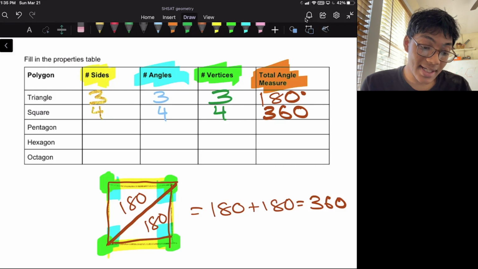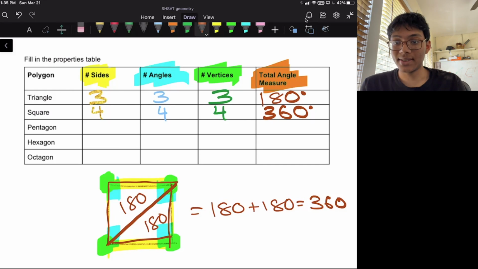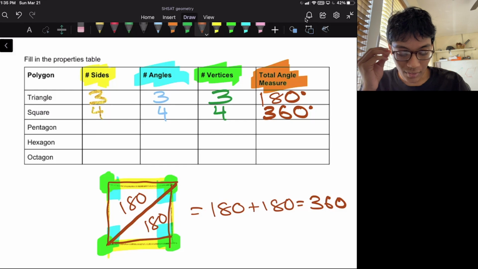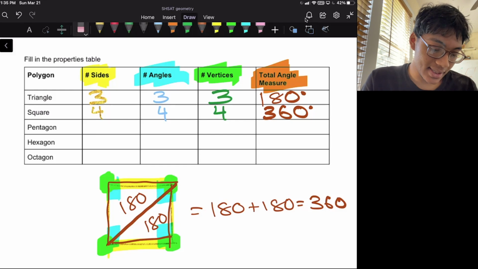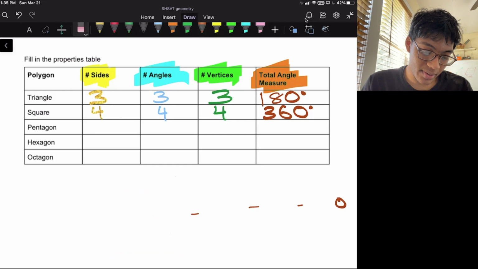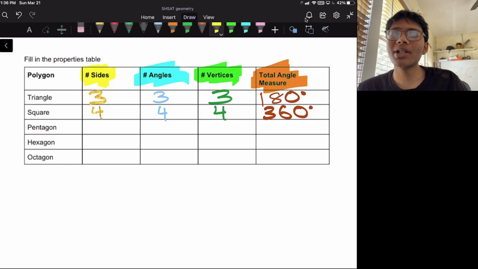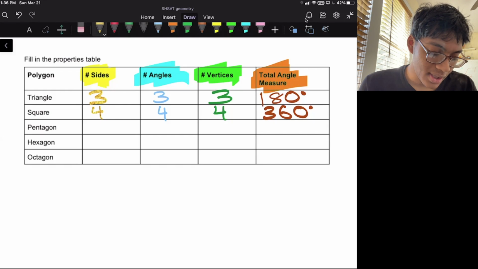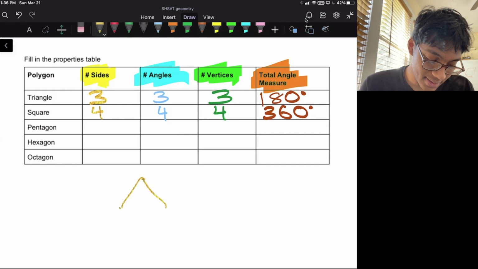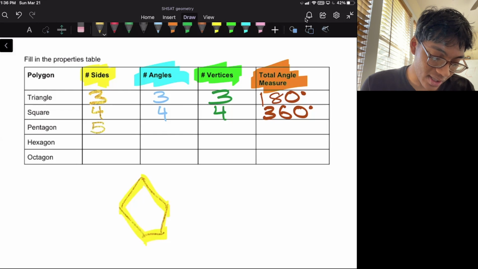Okay, let's do the next one. Now, you're probably thinking, okay, this guy's taking it too far. But let's do Pentagon this time. That's the next row. So, let's do the Pentagon. Okay, now let's look at the Pentagon, okay? So, let's draw out the Pentagon and let's see how many sides this thing has. So, it has one side, two sides, three sides, four sides, five sides. So, a Pentagon has five sides.